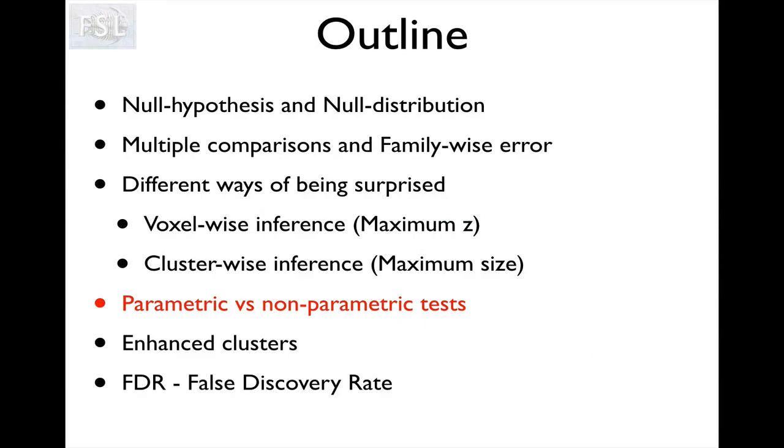So this is the outline that you've seen before, and if you remember the last episode, we were looking at the voxel-wise inference and cluster-wise inference, looking at different ways in which you can quantify your surprise at a given statistic, provided that the null hypothesis is true. So what I'm going to talk about now is parametric versus non-parametric tests.